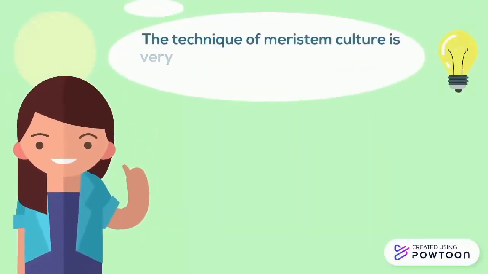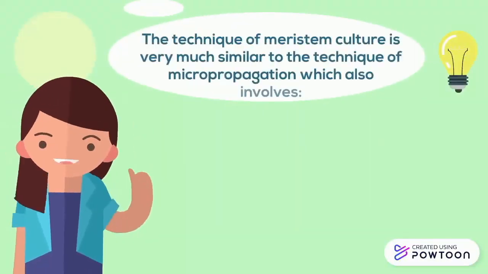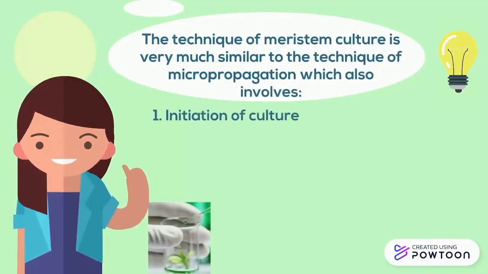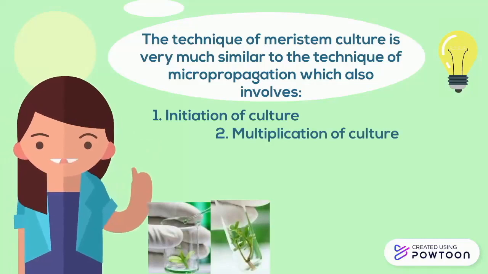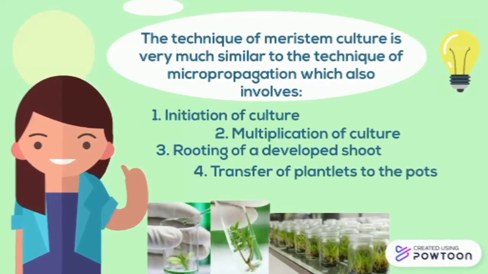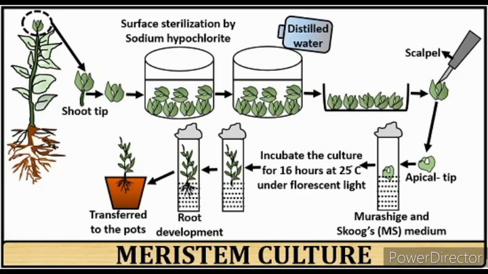The technique of meristem culture is very similar to the technique of micropropagation, which also involves initiation of culture, multiplication of culture, rooting of a developed shoot, and transfer of plantlets to the pots. The process of meristem culture technique involves the following steps. First, remove the young twigs from the healthy plant. Then, cut the tip portion of the twig, which should be 1 cm.